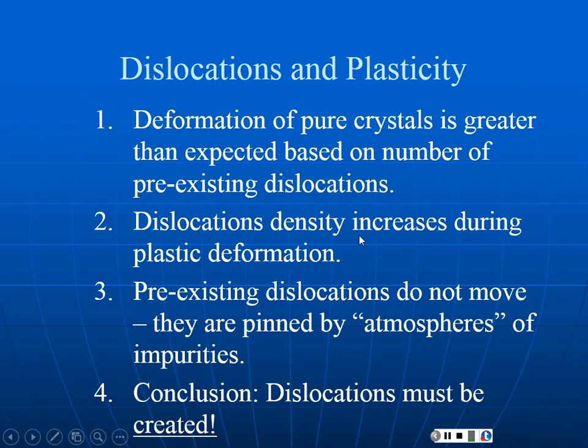So obviously we've got to be making some dislocations, but it's even worse than that, because most pre-existing dislocations, not all, there are some alloys where pre-existing dislocations will break loose and can move, but in most cases pre-existing dislocations are pinned by atmospheres of impurities that keep them from moving, so they can't contribute to the slip that we observe. The conclusion is obvious: dislocations are going to be created in any plastically deforming material.